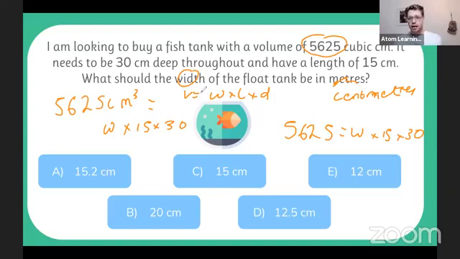What I tend to do is, this is more of an exam technique thing. I encourage students to use the answer options to help them, okay? So if I was looking at the answer options, I'd be like, okay, I know the width has got to be one of these. What I would do is pick one of the widths that was in the middle of these values, so maybe like 12.5 or 15, and sub that in as the width.